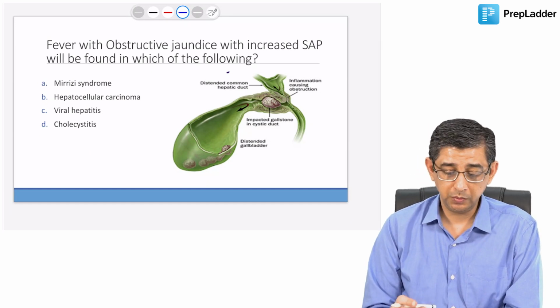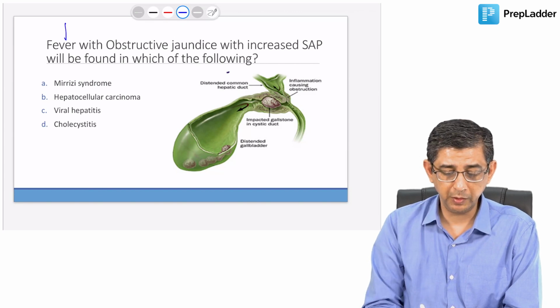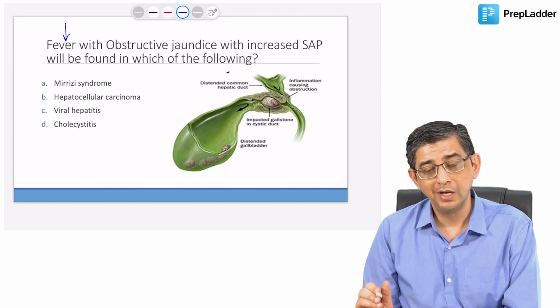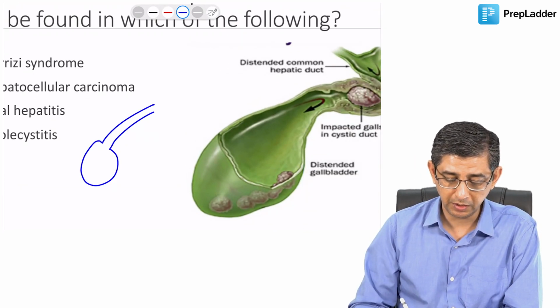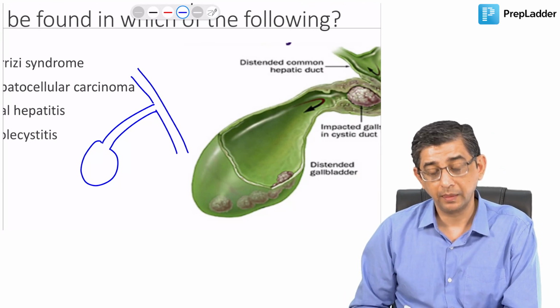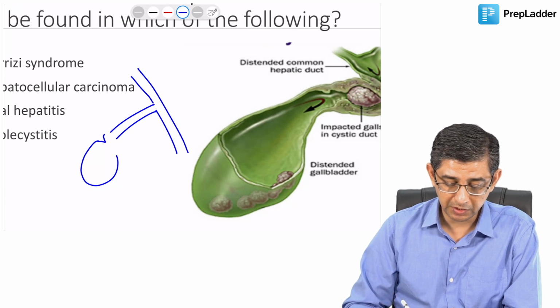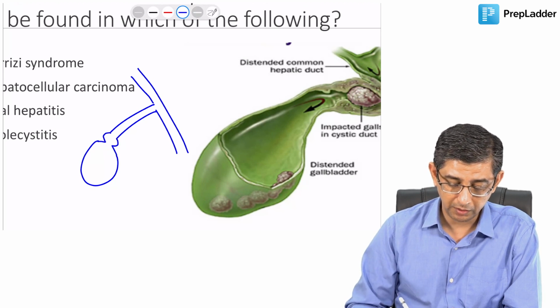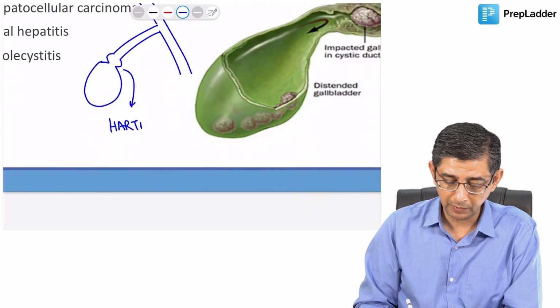The next question talks about fever with obstructive jaundice with increased SAP. Now there is fever present with respect to a biliary process. Suppose this is the gallbladder, this is the cystic duct, and then it will unite with the common hepatic duct to form the CBD. Where the gallbladder is finishing and the cystic duct is starting, we have an anatomical area. This anatomical area that I've highlighted now is called the Hartmann pouch.